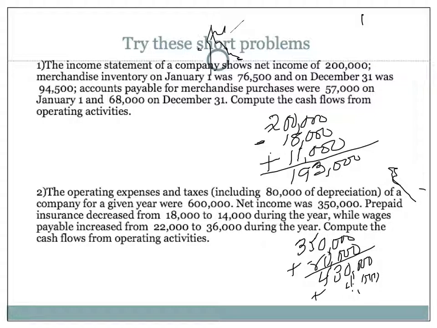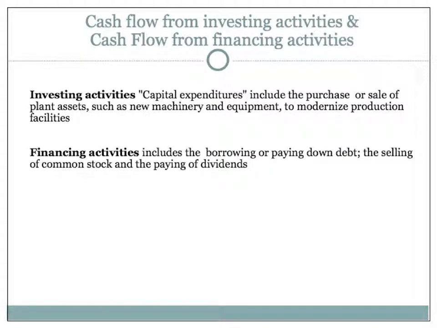And wages payable increase from 22 to 36, and that's again an additional amount of cash. So therefore, the total amount of cash from operations here is $448,000. Calculating the cash from operations is the most difficult part of putting together the statement of cash flows.